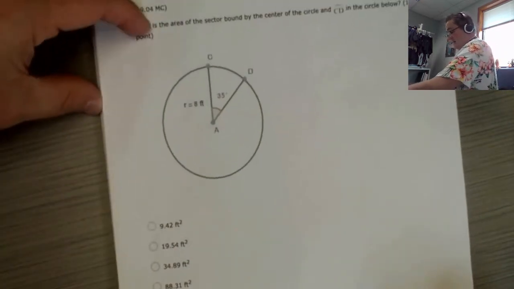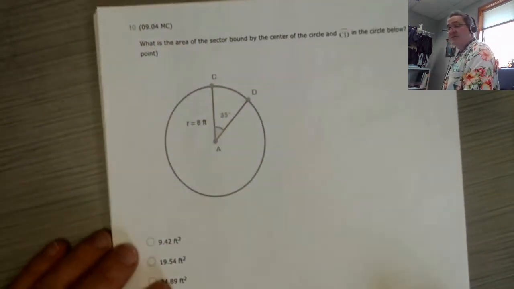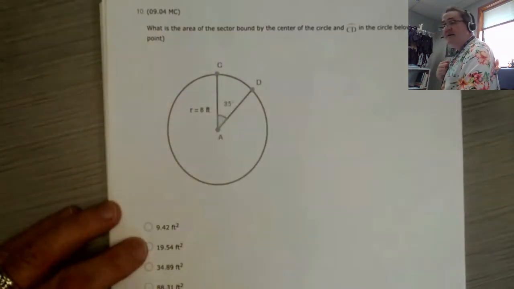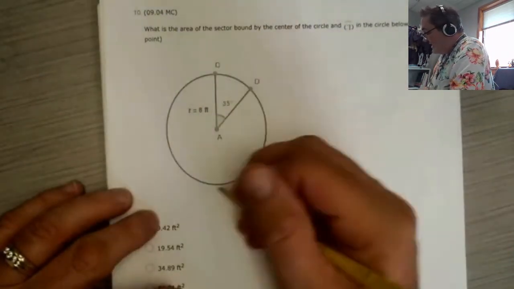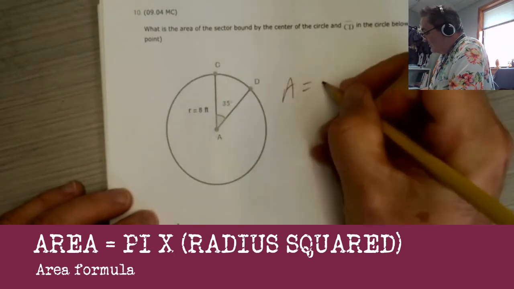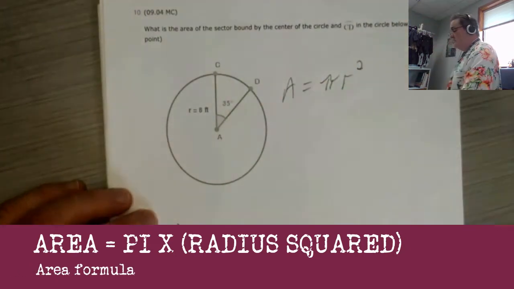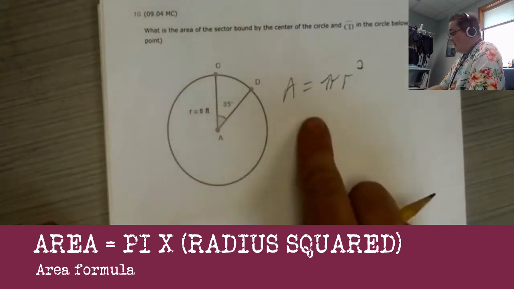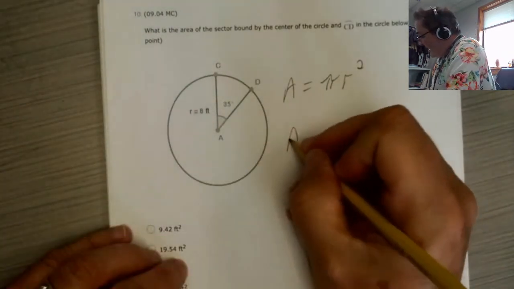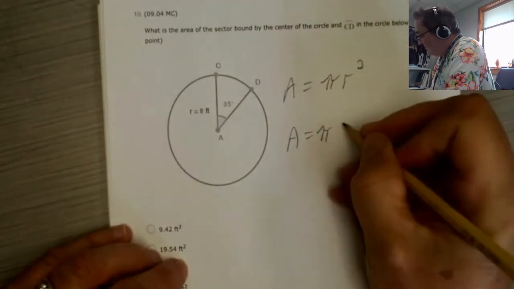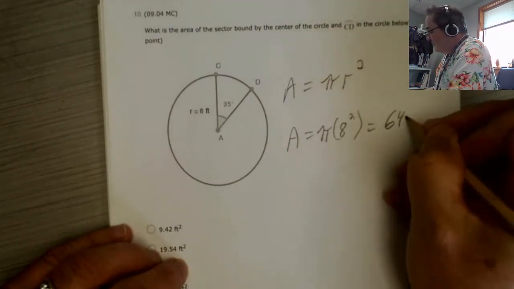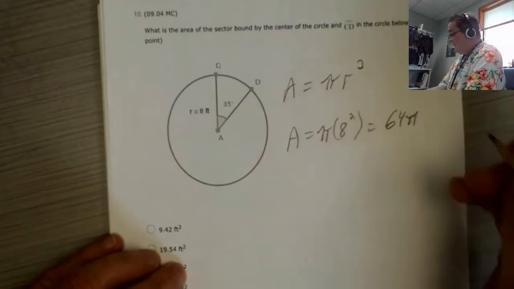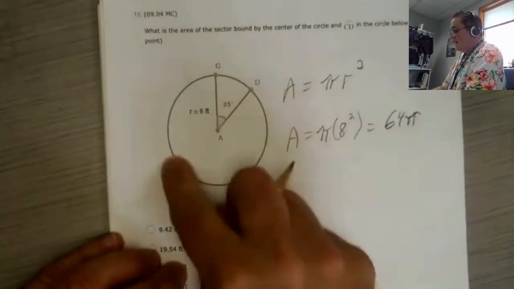Okay, last problem. What is the area of the sector? Okay, this is the same circle we just had. Radius of 8, 35-degree sector, slice of that. And what is the area? Well, the area of the entire circle, right? Area equals pi r squared. So the area of this entire circle would be pi times 8 squared, or 64 pi, because 8 times 8 is 64. 64 pi would be the entire thing.